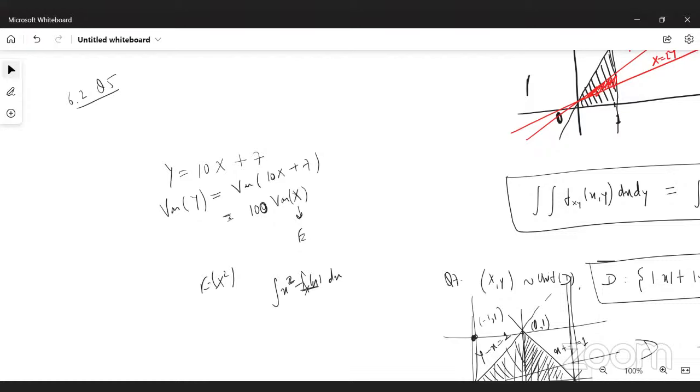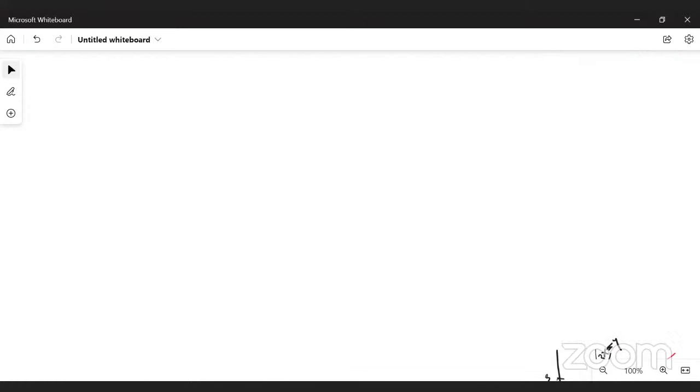Integration limits is what probably I am missing. Question number 5, right? Question 5, yeah. Okay. So the reason D here is this is AQ 6.2, question number 5.